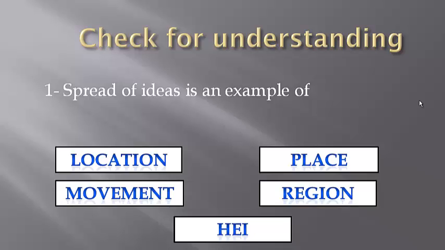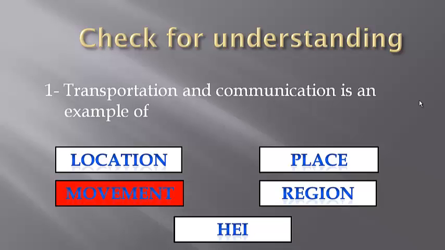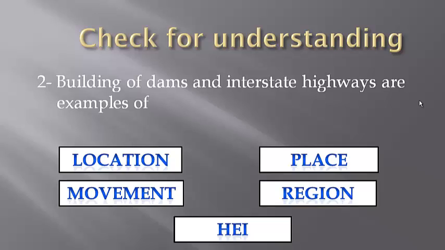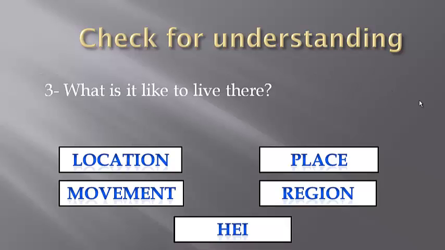Spread of ideas is an example of movement. The building of dams and interstate highways are examples of human-environment interaction. It's the way that we have modified our environment so that we can store resources or make it easier to get from one place to another.